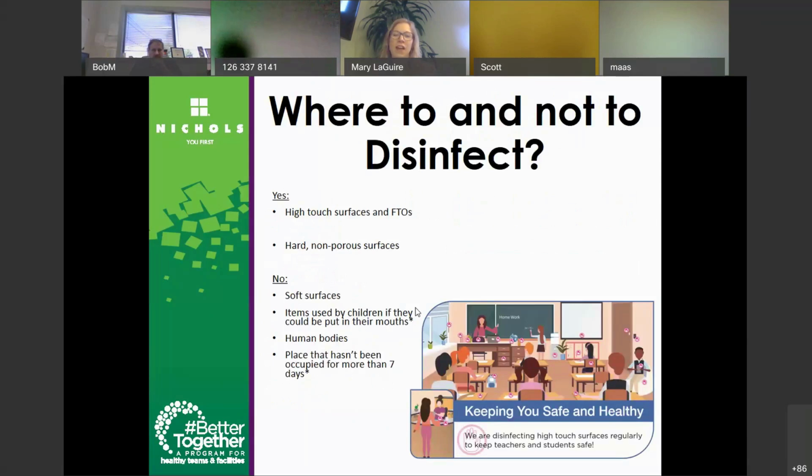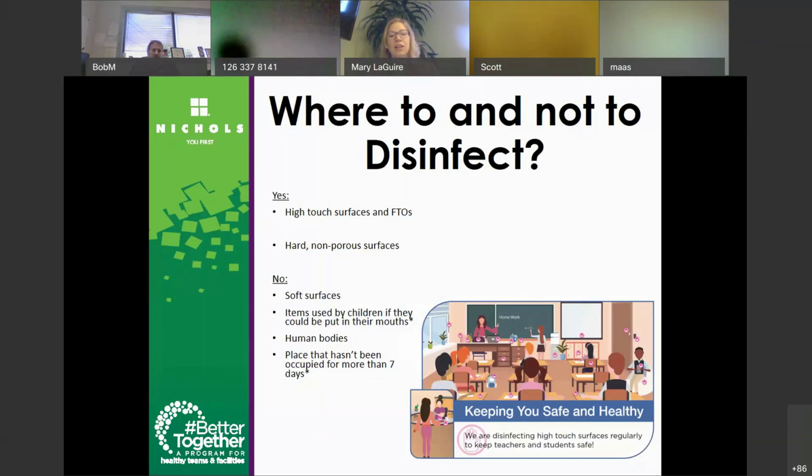So now, where to disinfect? We talked about those high-touch surfaces, but it's also important that they're non-porous surfaces. That's what a disinfectant is meant to work on. It's not meant to work on soft surfaces. You can't disinfect a soft surface, a chair, couch, furniture. It's not to be used on items like toys that children are putting in their mouths, because that's not safe, or food prep areas like what we talked about. That's when you would want to use a sanitizer or you have that potable rinse. Disinfectant is definitely not to be used on human bodies, which we'll talk about safety here in a minute.